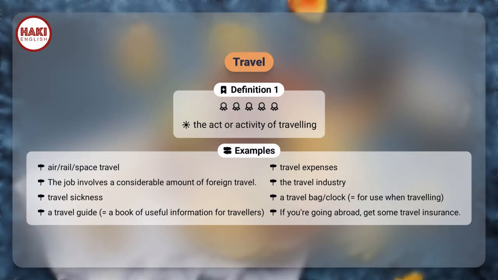A travel guide, equals a book of useful information for travelers. If you're going abroad, get some travel insurance.